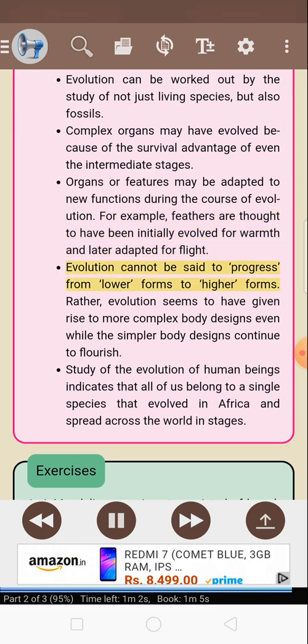Evolution cannot be said to progress from lower forms to higher forms. Rather, evolution seems to have given rise to more complex body designs even while the simpler body designs continue to flourish. Study of the evolution of human beings indicates that all of us belong to a single species that evolved in Africa and spread across the world in stages.